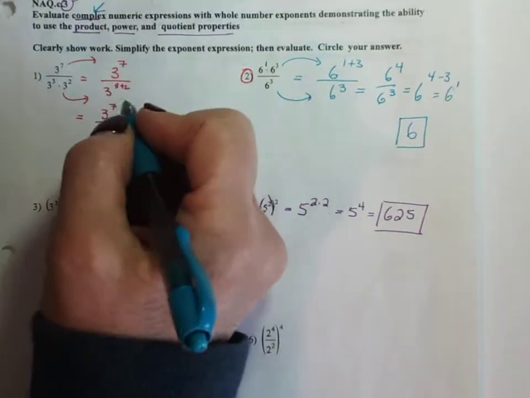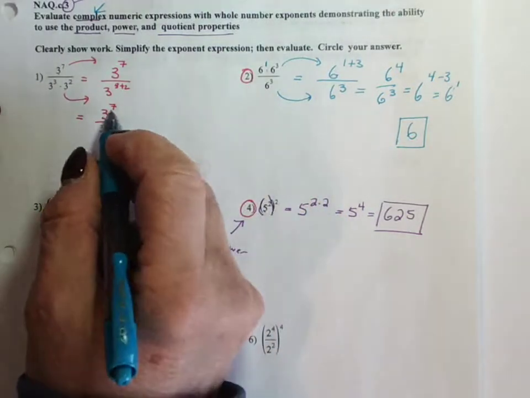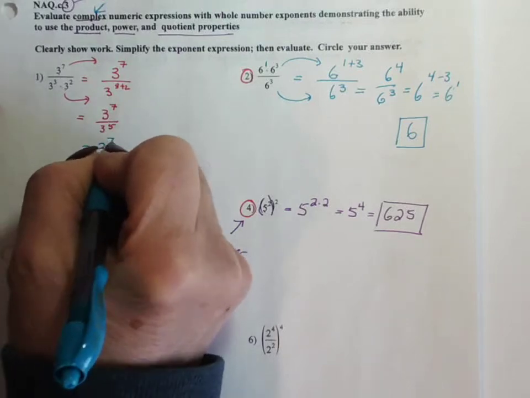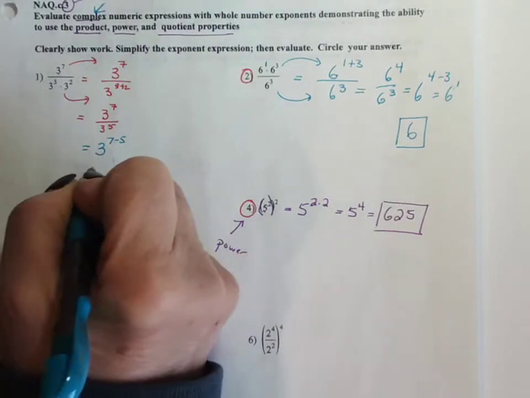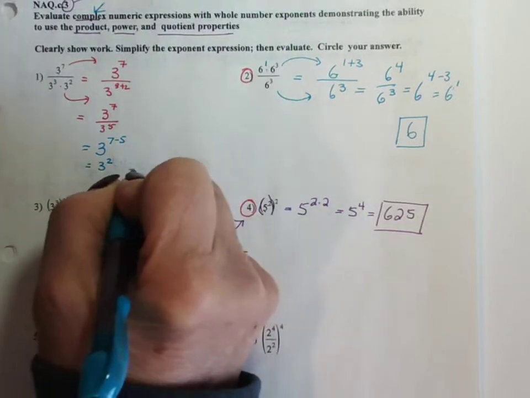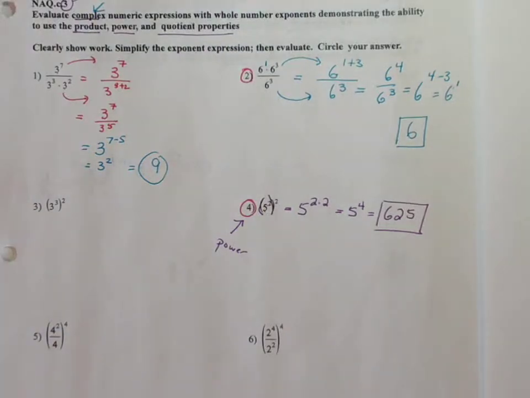And now we have to apply the quotient rule, which means we subtract the exponents. We must show this work. 7 minus 5 equals 3 squared, which your final answer is 9.